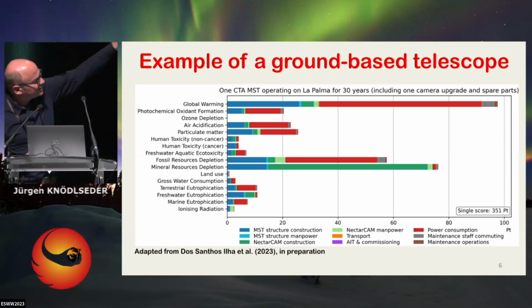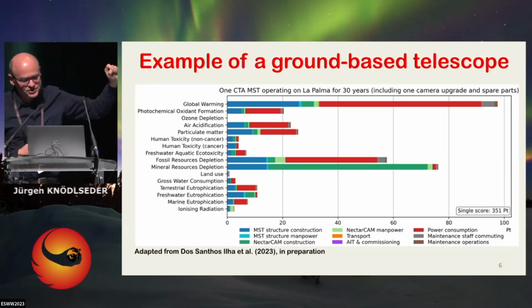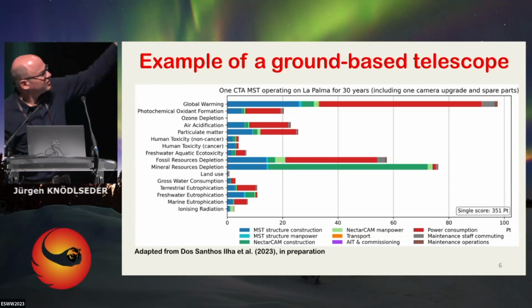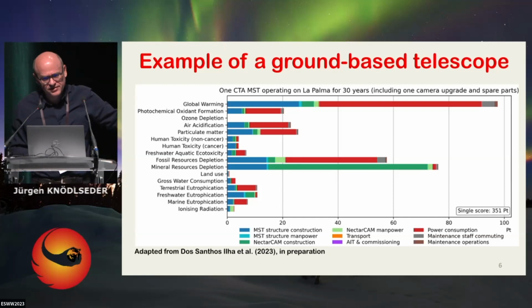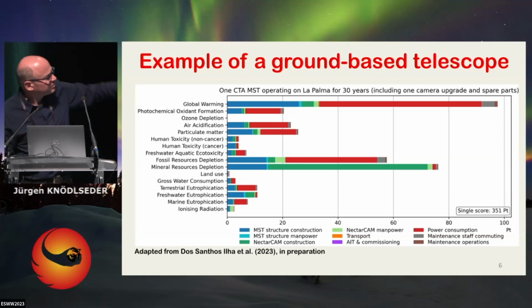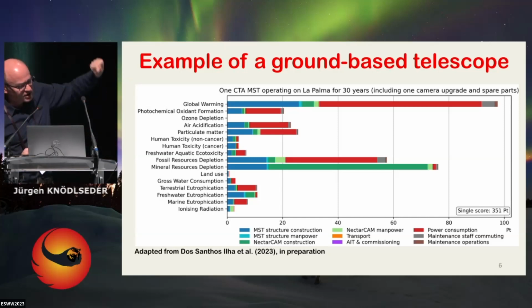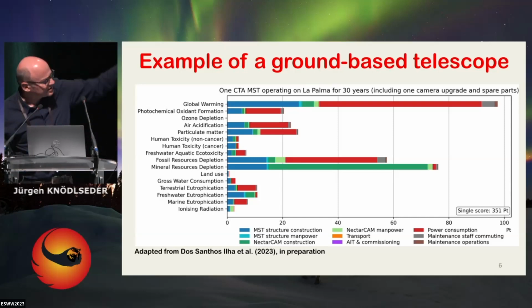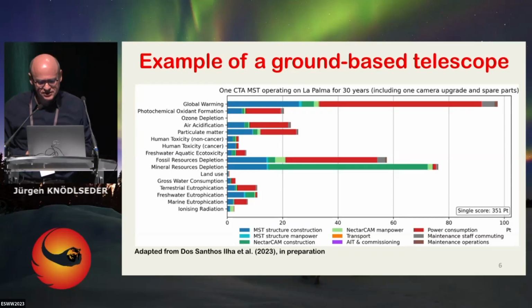And what you see very clearly here for a ground-based telescope that operates for 30 years, the power consumption during operation is a very important contributor. And specifically here in La Palma, they have a very dirty energy production. It's diesel generators. It's around 1 kilogram of CO2 equivalent per kilowatt hour that is emitted. And that's why this is showing up so importantly. So indeed here, I mean, greenhouse gases are a major point of concern. But you see the second most important point of concern is resource depletion.